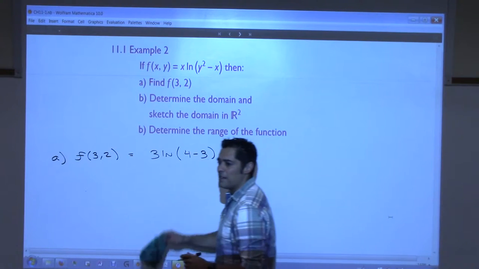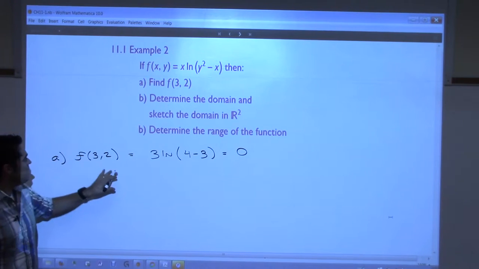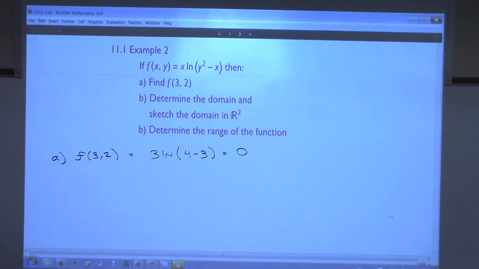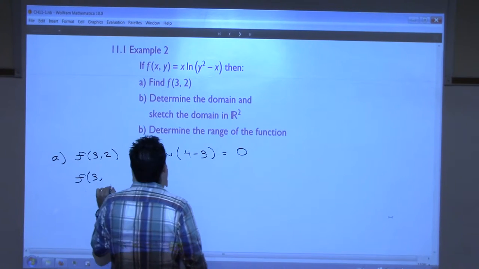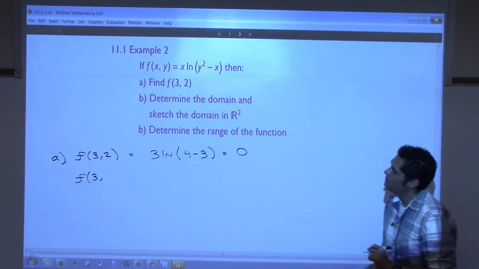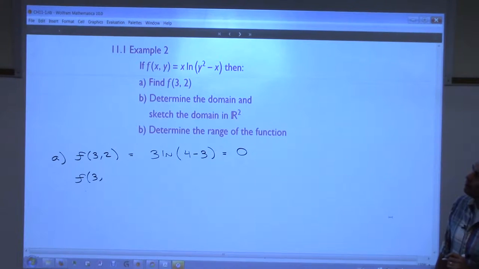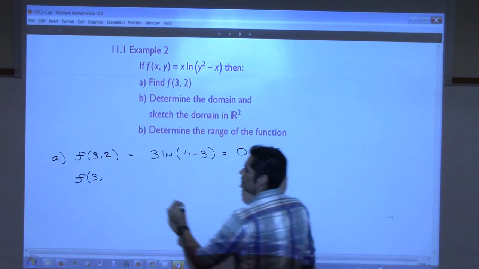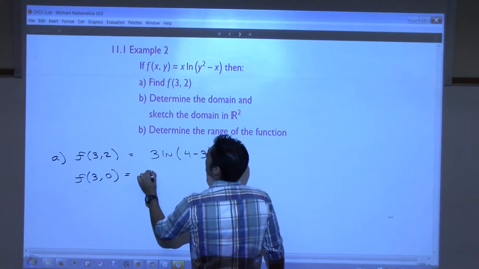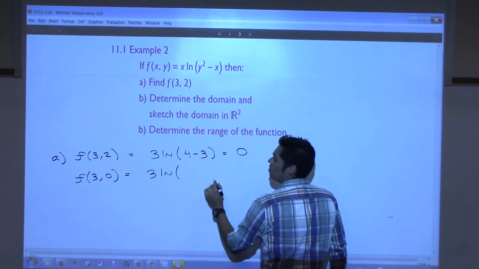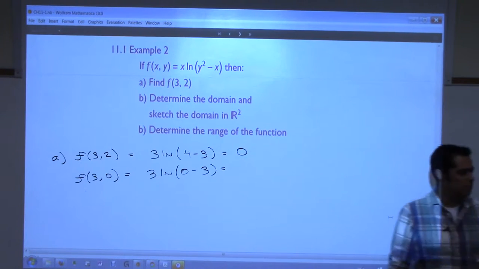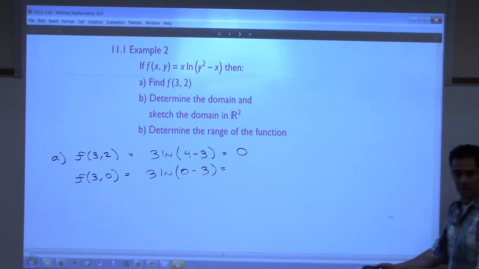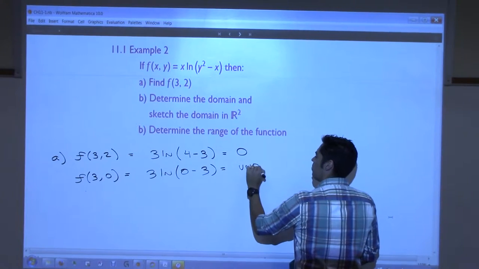Now there are certain things we cannot plug in, right? Someone give me an example of an ordered pair that I could not plug into this function. 4, 2? Yeah, 4, 2 wouldn't work. How about 3, 0? What would that give you? 3 natural log of what's y? 0, so 0 take away 3 would give you natural log of a negative number, which you can't do. Right? So there are certain points that are okay, certain points that aren't.